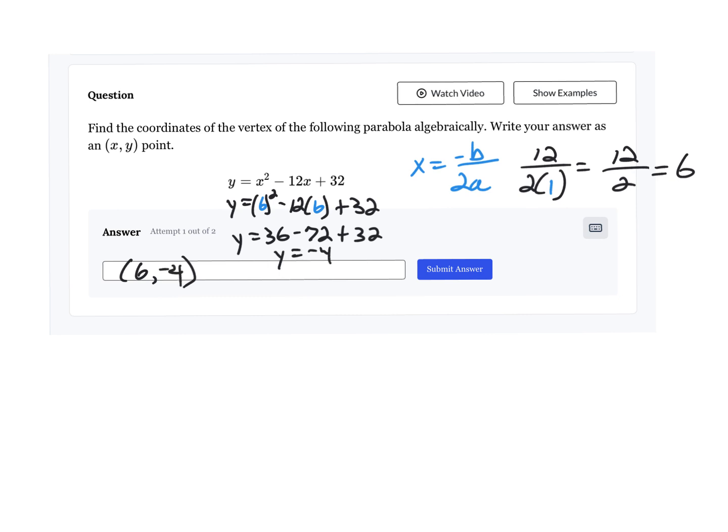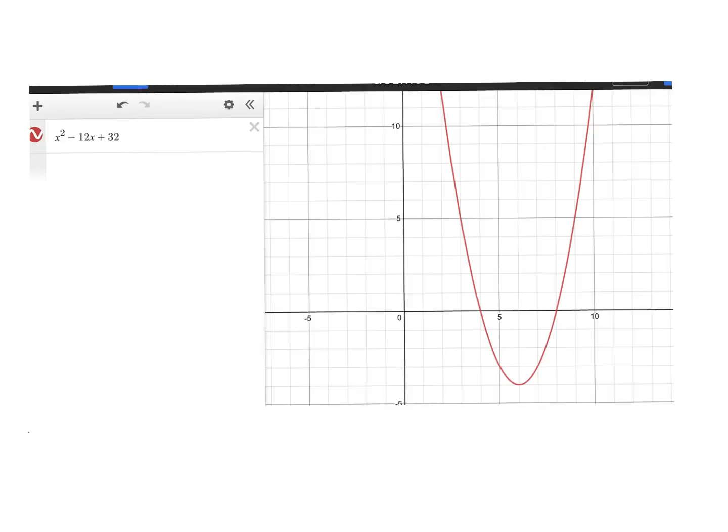So 6, negative 4 is going to be the coordinates of the vertex of this parabola. So now let's take a look at the graph of the function. Remember that the equation was y equals x squared minus 12x plus 32.